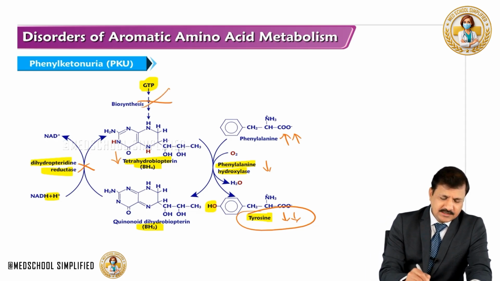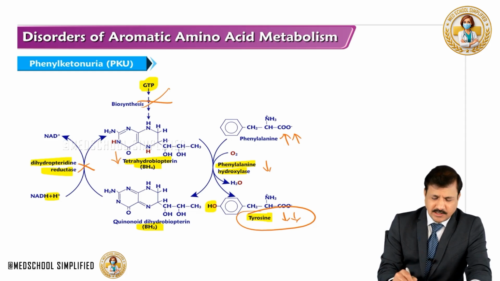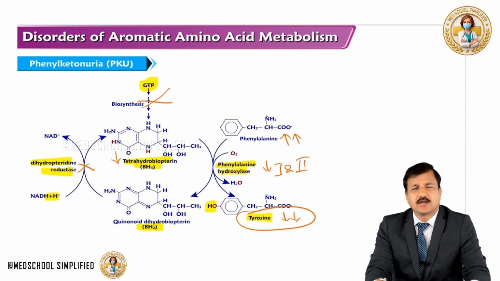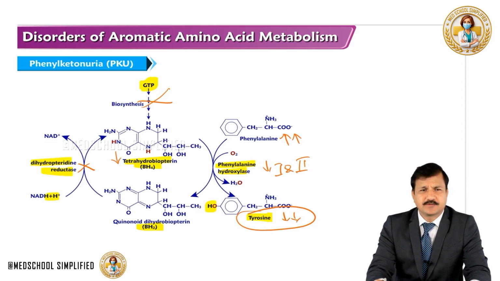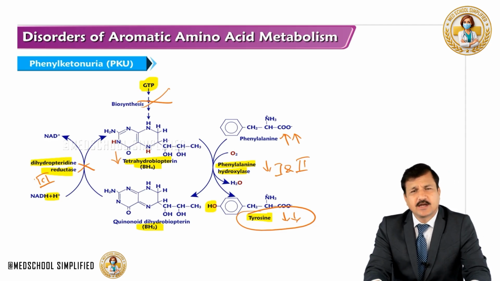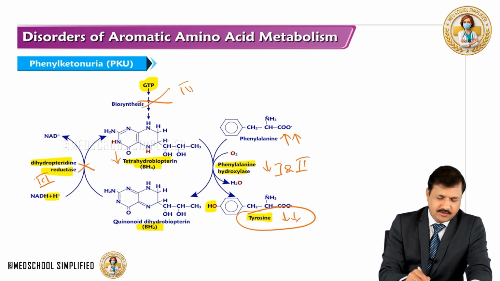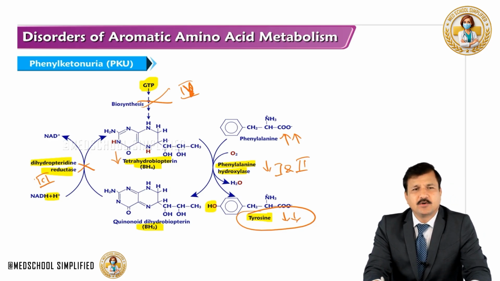Now, the defect in the synthesis of tetrahydrobiopterin from GTP will give rise to type 4 phenylketonuria. So, type 1 and type 2 are because of phenylalanine hydroxylase absence or partial deficiency. Type 3 is because of dihydropteridine reductase enzyme deficiency. And type 4 phenylketonuria is because of a defect in the conversion of GTP into tetrahydrobiopterin.